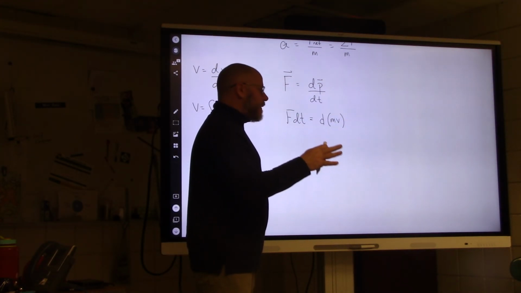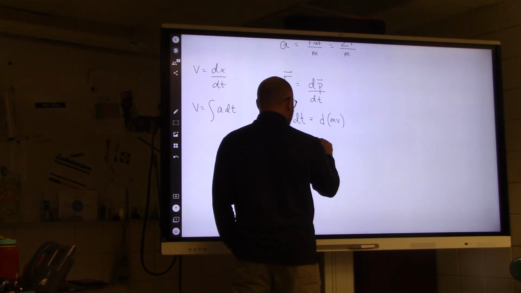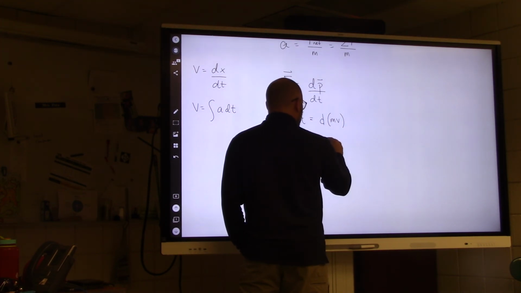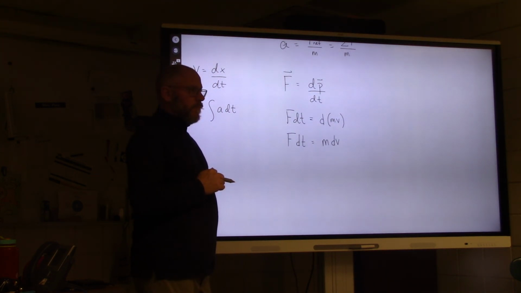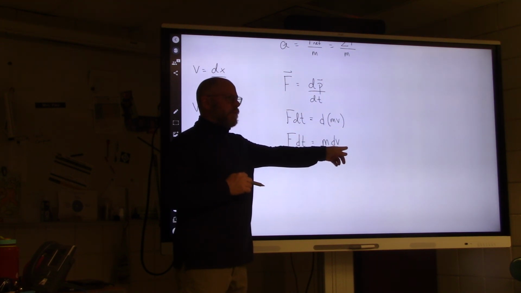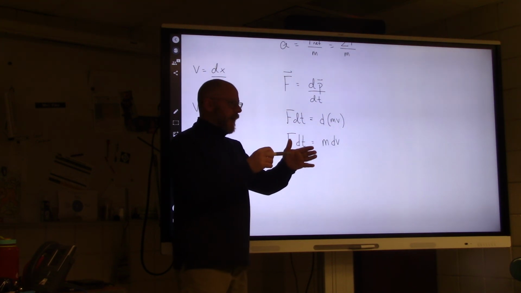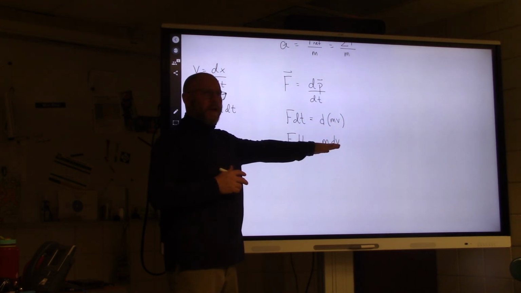Now, if your mass is constant, then this says that the force times the time would be equal to m dv. If the mass is constant, then the thing that's changing is the velocity, and you're just putting the constant outside. Does that make sense? This is something that you already understand.